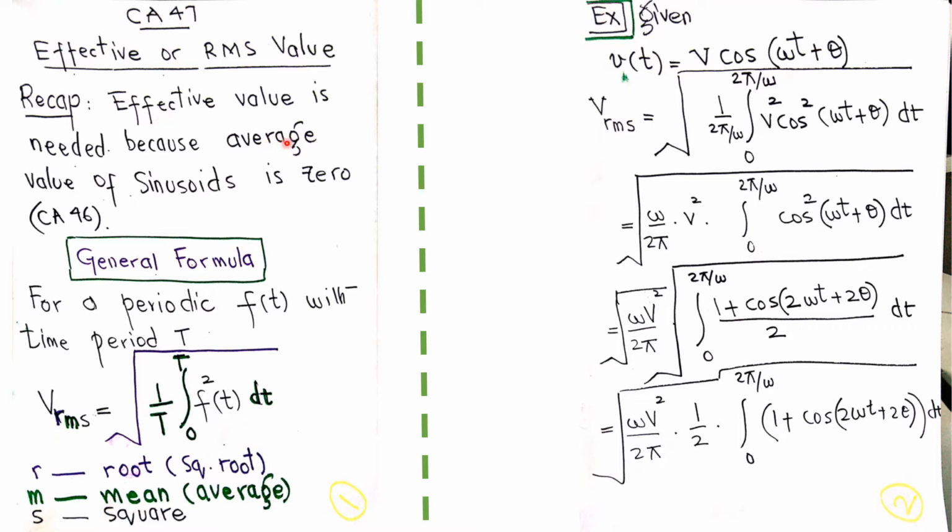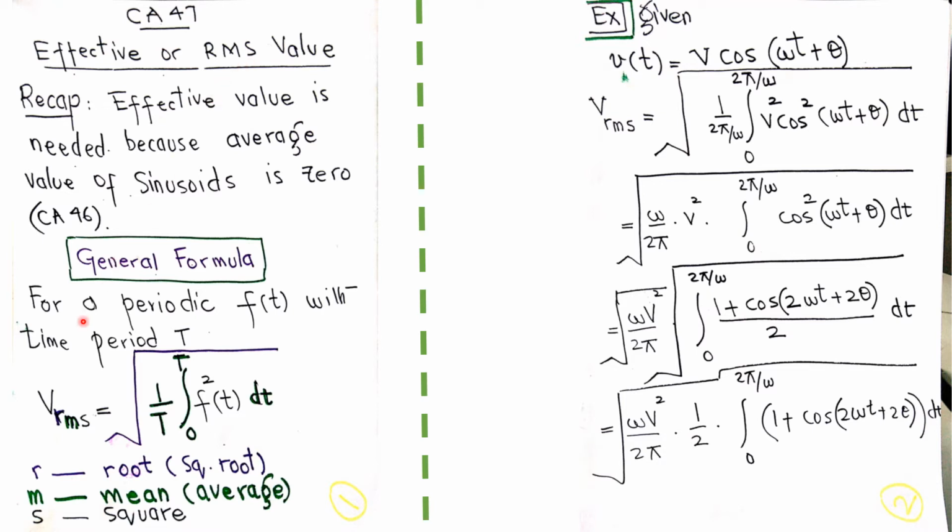the average value of a signal, and we solved an example for a sinusoid, and we computed that to be 0. So that is why we are forced to find another value that is non-zero for sinusoids, and that is the effective value. We also call it RMS, where R stands for root, M for mean, S for squared. I will explain why it is RMS shortly.